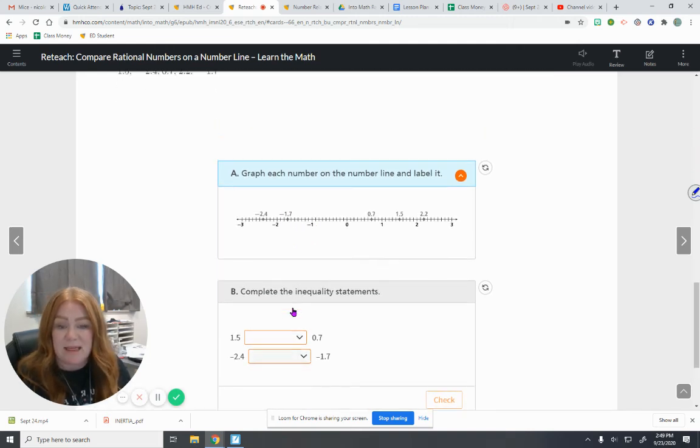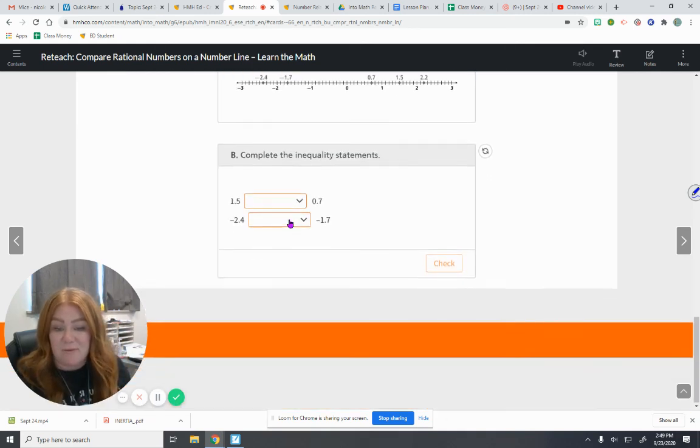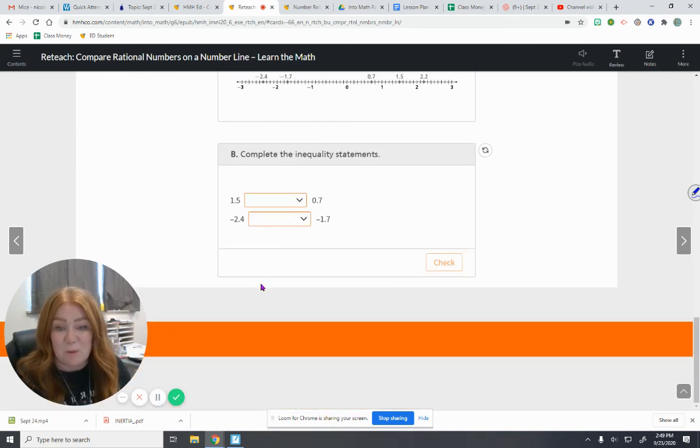So if I'm looking at these, 1.5 and 0.7, here's 1.5, here's 0.7. 1.5 is more to the right, so that means it is greater. Then we have negative 2.4, 2 places over and 4 more. And negative 1.7 is more to the right. So that means negative 1.7 is greater.